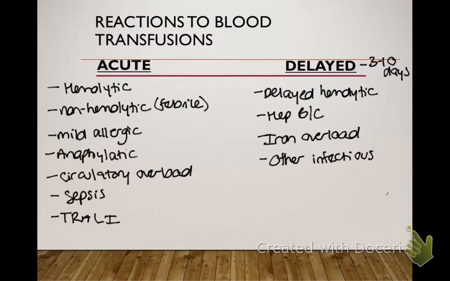We talked about the circulatory overload. They can get septic. They can have, like we talked about, allergic anaphylactic reactions when they get short of breath or really itchy. Or it can be delayed, which is 3 or 10 days later. They get either too much iron from the blood. They can develop hepatitis B or C.